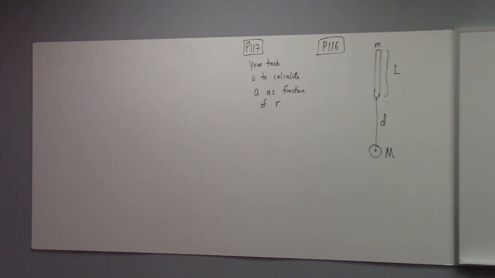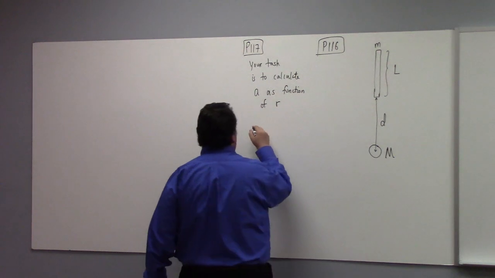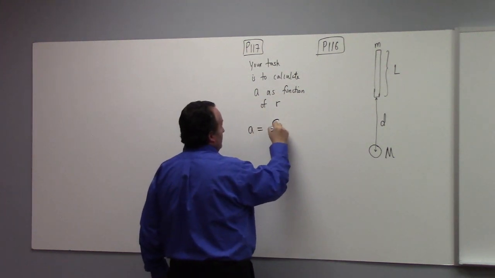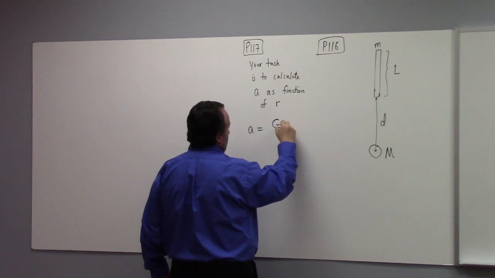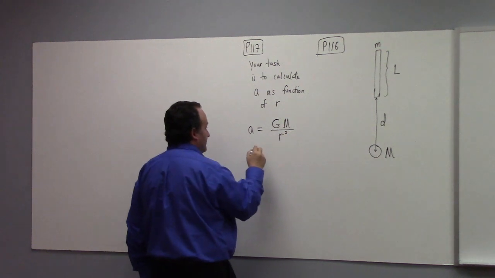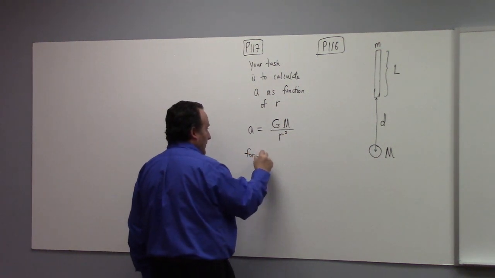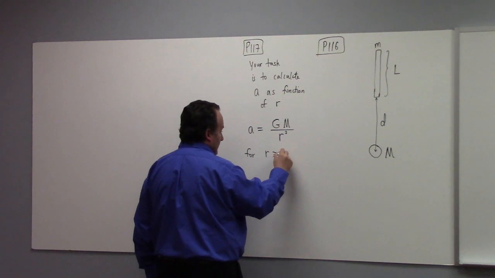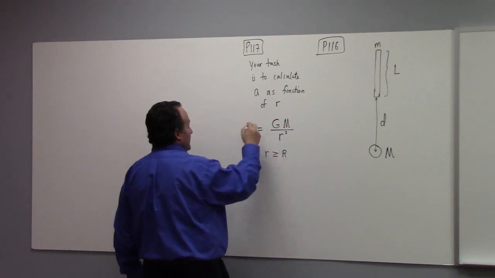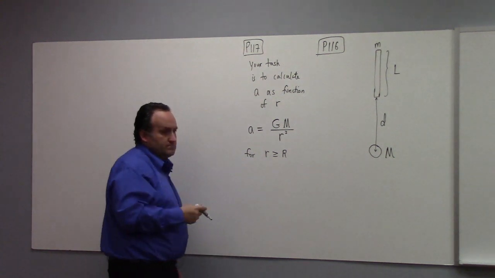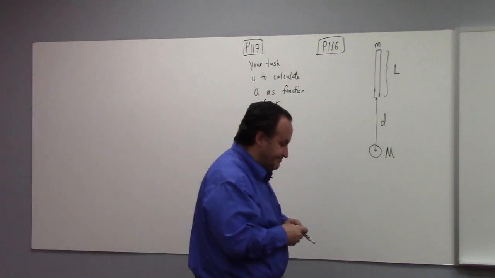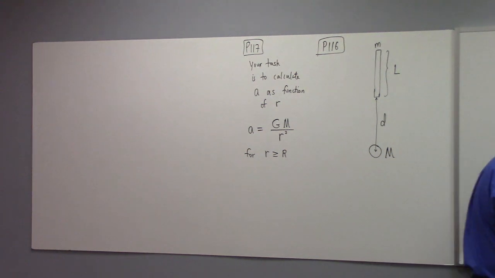Of course we expect that a is equal to G big M divided by r squared for r greater than or equal to R. So here's part of the answer. The question is, what should it be inside the sphere? That you'll have to think about.